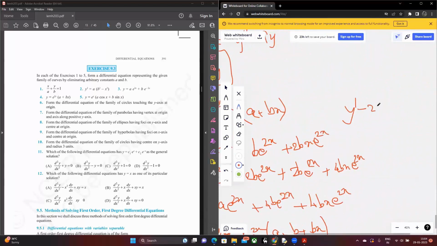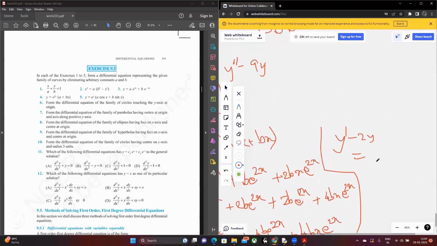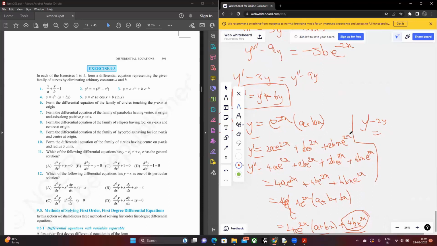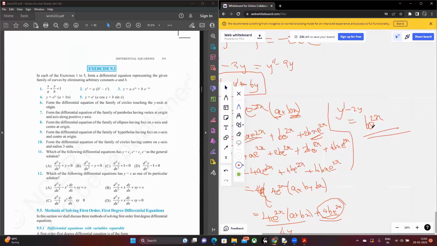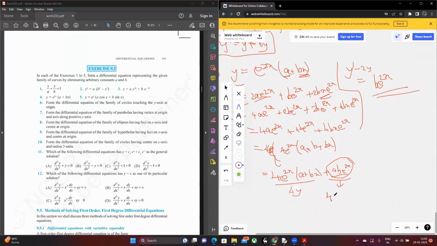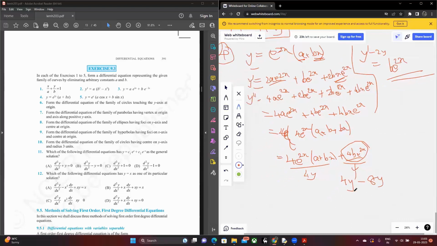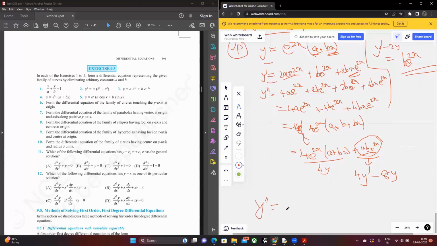So if you do y dash minus 2y, what happens is y dash is 2 e power 2x into a plus bx plus b e power 2x, right? So y dash minus 2y is basically b e power 2x, because this is 2 times of this a e power 2x, and this is 2 times of this bx e power 2x, right? And you have this dangling out. So y dash minus 2y is this. So you have this to be 4y dash minus 8y, right? So finally, you have the fact that y double dash equals 4y dash minus 4y as your answer.